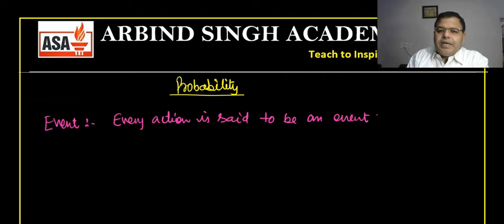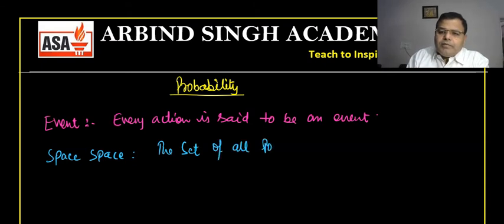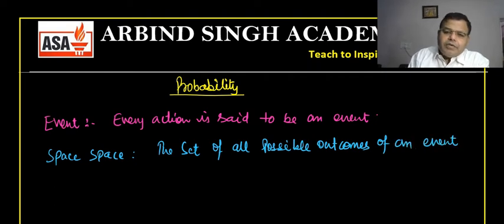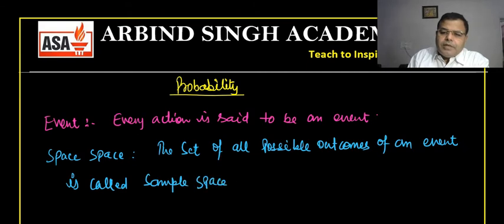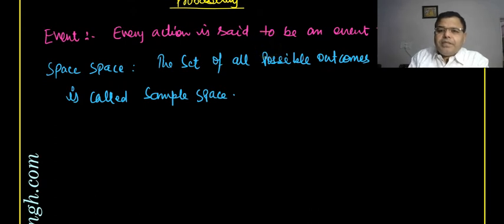The set of all possible outcomes of an event is called the sample space. Right now, the set of all possible outcomes of an event is called the sample space.